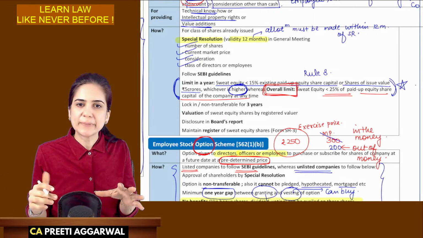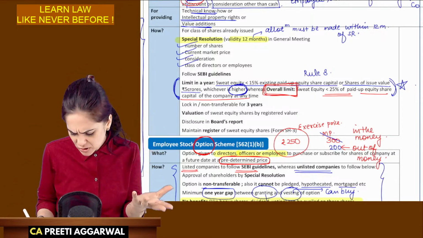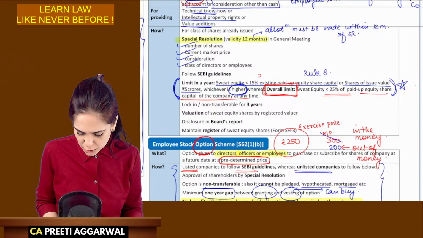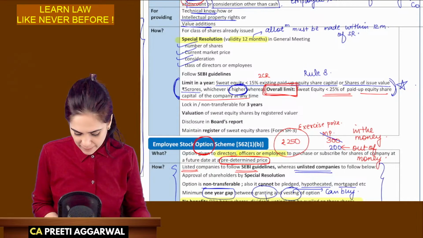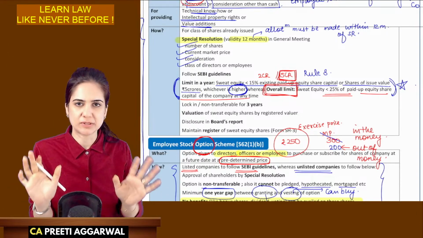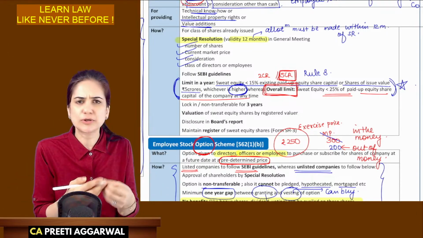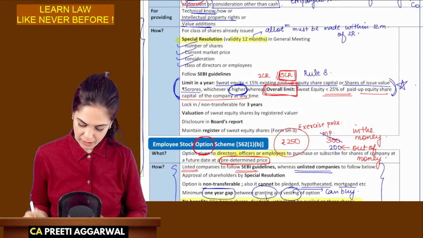So it is not compulsory that you have to issue that many sweat equity shares. Now let's say 15% of the existing paid up capital comes to 2 crore rupees. Compare it with 5 crores, whichever is higher. So I can issue sweat equity up to a maximum of 5 crore rupees. It's not compulsory. I may issue for 1 crore, 50 lakhs. That's up to me. Maximum limit is 5 crores.